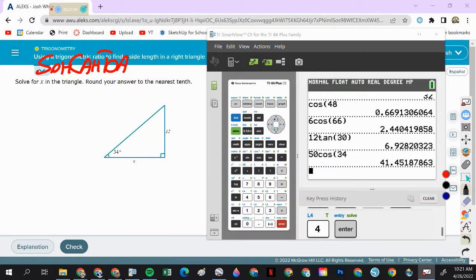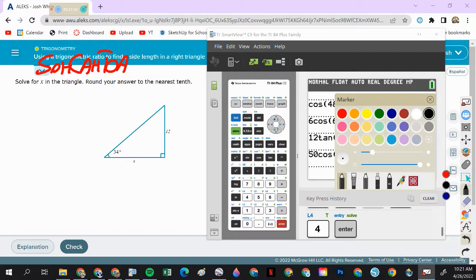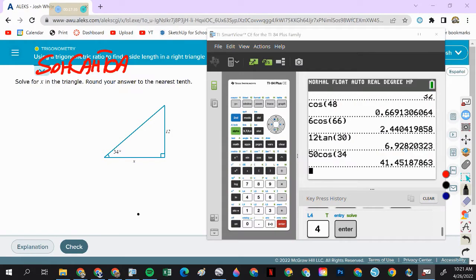So let's solve the one that's on the board right now. Which trig ratio do I choose? Okay, I'll show you. This is the same kind, so this will tell you. Which two sides do I have? Adjacent and opposite. Which one uses adjacent and opposite? Tangent. So the tangent of 34 is 12 over x.